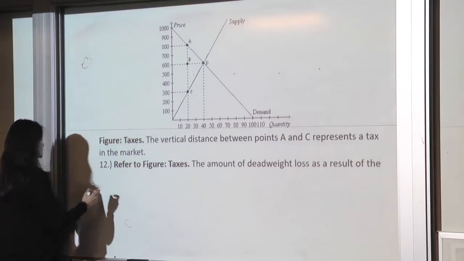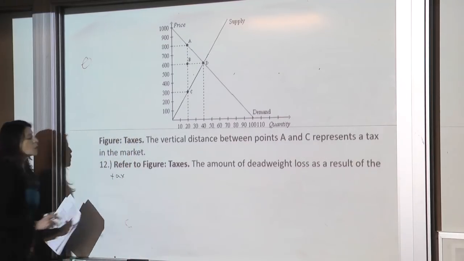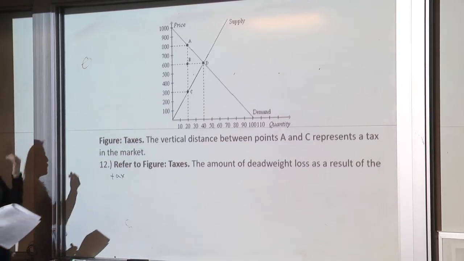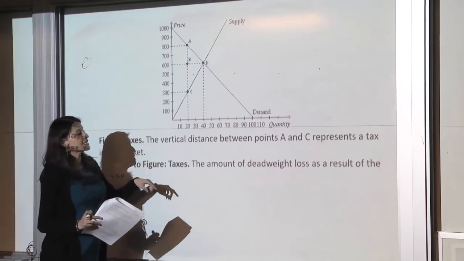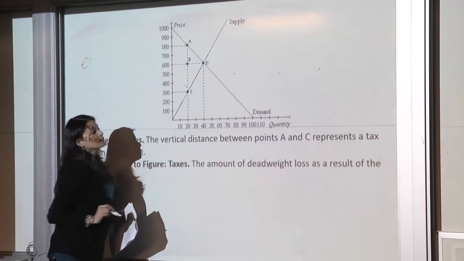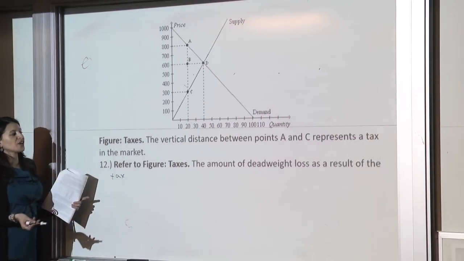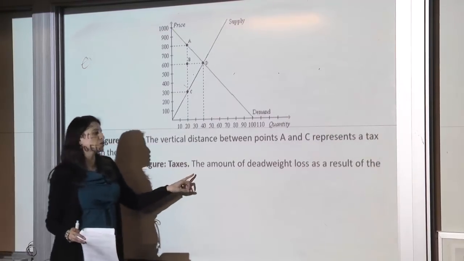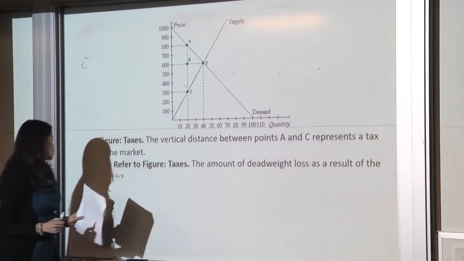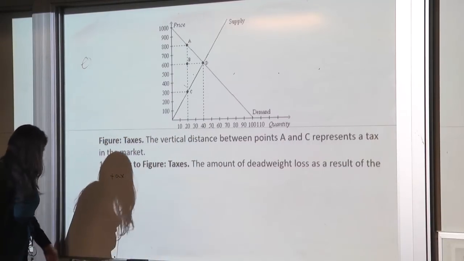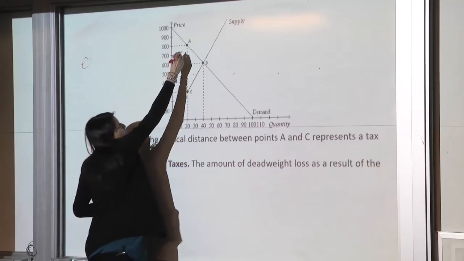Of the tax, okay, so here, the vertical distance between A and C represents the tax in this market. Refer to this figure, and what is the amount of the deadweight loss as a result of the tax? So what is the deadweight loss? Is this triangle here, right?